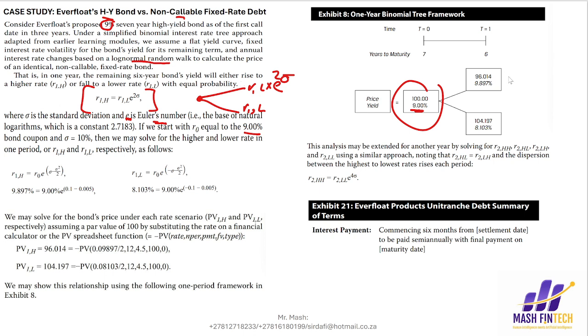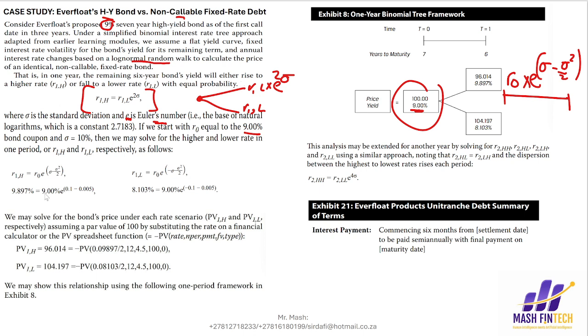For instance, to go up here, you take the initial 9% and then you multiply by the Euler exponential to the power of the volatility minus the volatility squared over 2. That's how you do that. Okay, and you do the same at the bottom part, where you use the negative of sigma. So this is done here, and you can check out these numbers for yourself.